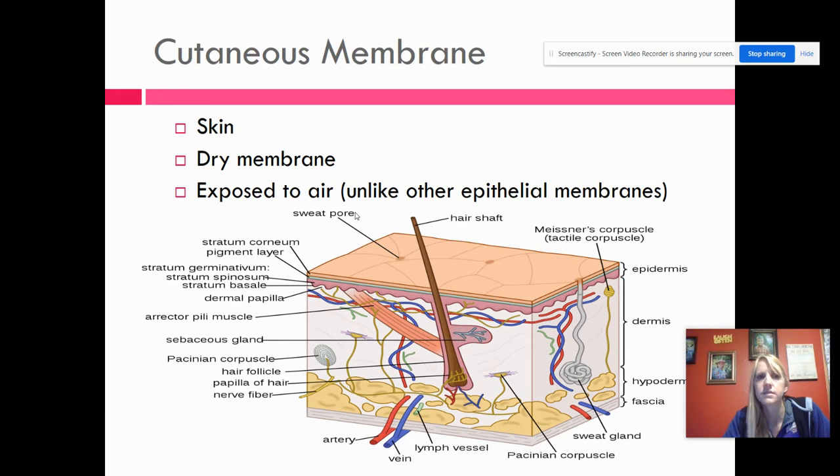So the cutaneous membrane, so if you go like this, boom, that's your cutaneous membrane. That's your skin. It's a dry membrane, which is super beneficial to you, so you don't become dehydrated and all of the water evaporates out and then you die. It is also exposed to air. No other epithelial membranes are completely exposed to air. So that's your cutaneous membrane. So that is your skin.